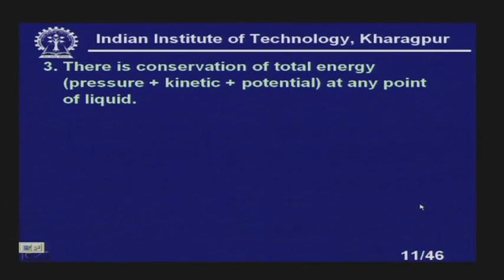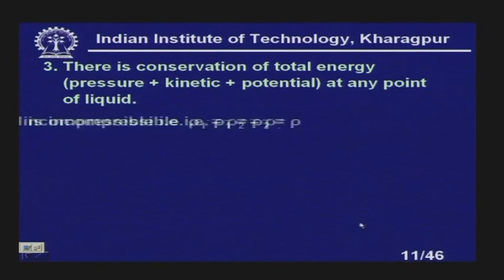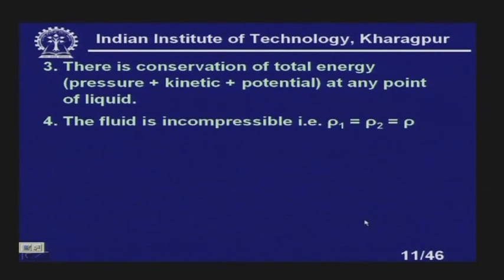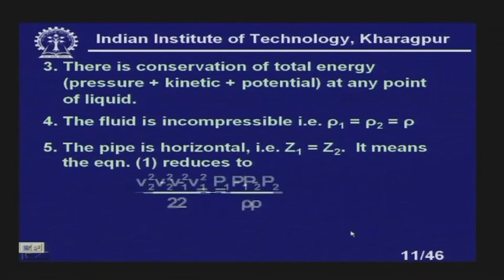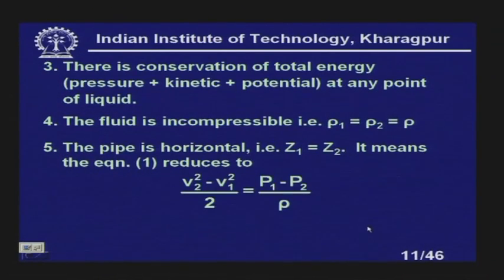There is conservation of total energy, pressure plus kinetic plus potential, at any point of the liquid. The fluid is incompressible, so rho 1 equal to rho 2 equal to rho, right. So the density is the same everywhere, and the pipe is horizontal, that means Z1 equal to Z2. So, equation 1 reduces to (V2 square minus V1 square) upon 2 equal to (P1 minus P2) by rho.